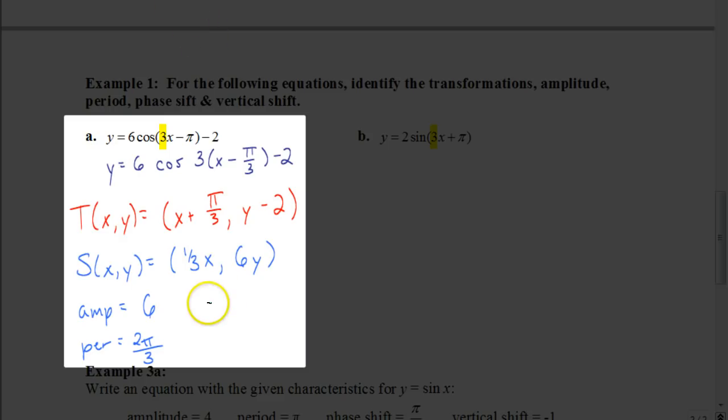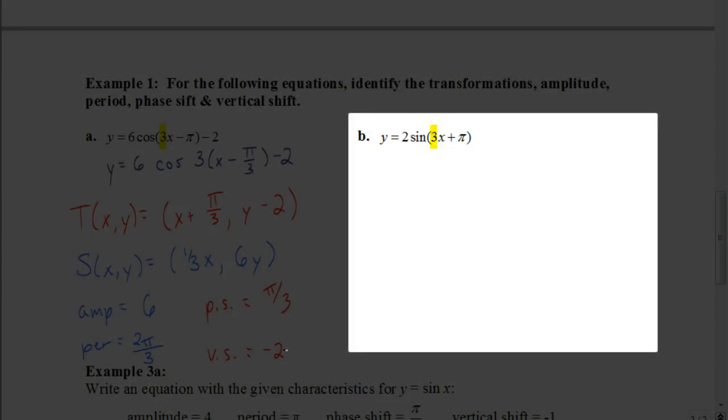And for our phase shift and for our vertical shift, again, we're going to get those from our translation. So then our phase shift would just be pi over 3. And our vertical shift would be that it would move down 2 units, so it would be -2.